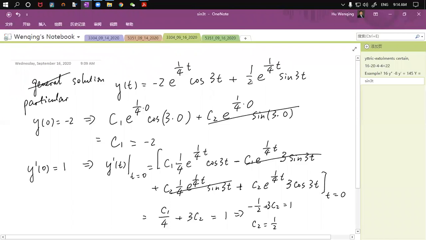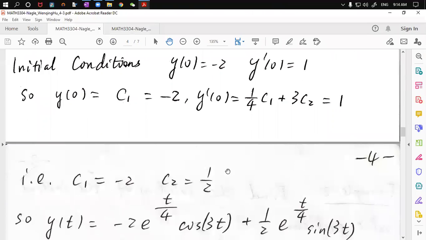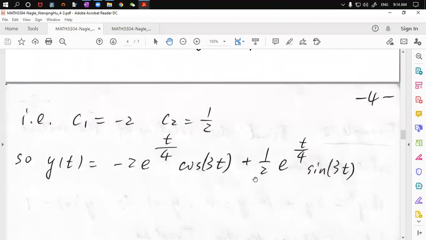So C1 and C2 are both determined, right? So that's the solution. So this is really an example where you solve for complex conjugate roots, right?